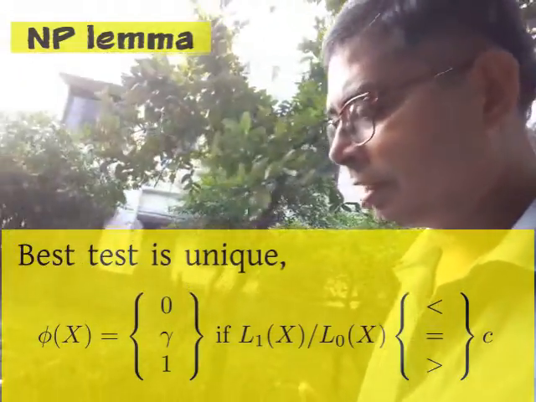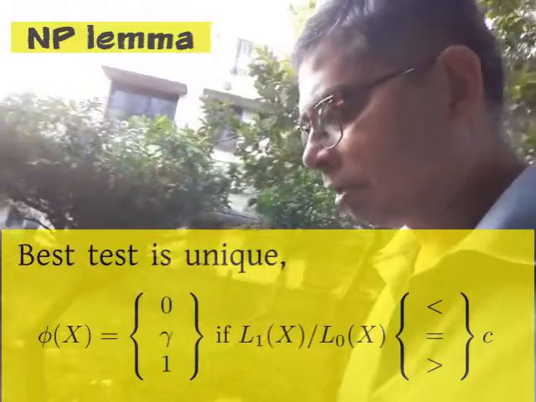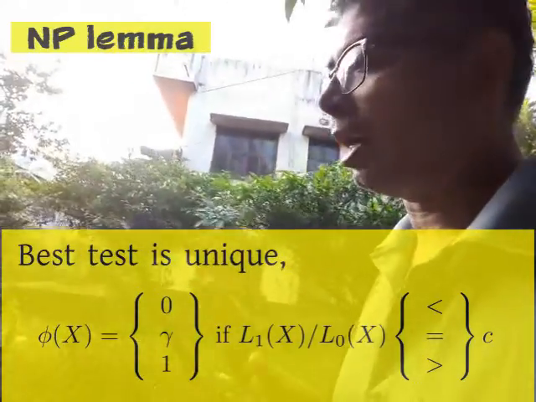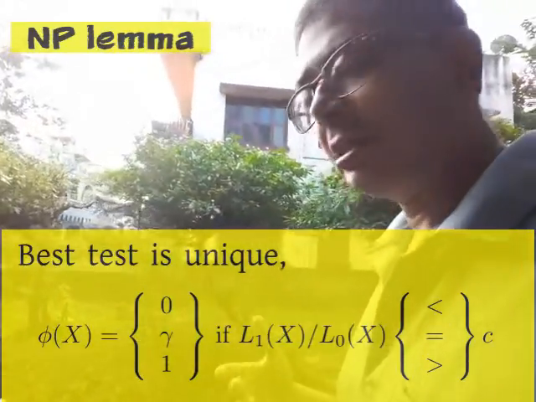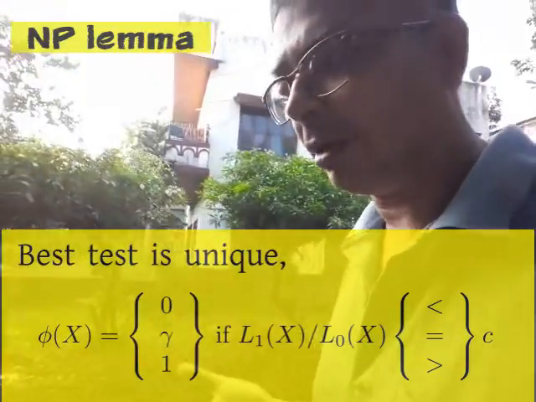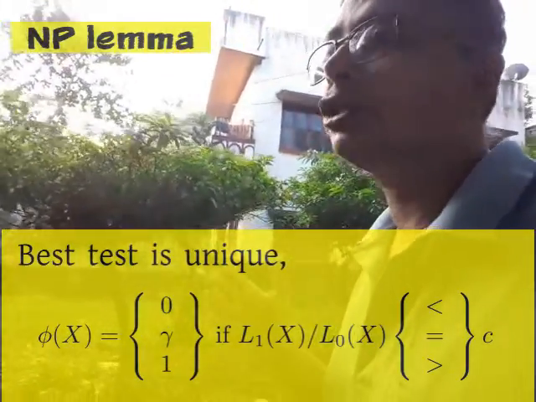L1(x) says the probability or the likelihood of the data under H1. So in our discrete example, this simply means the probability of observing this value of x, whatever you have observed, if H1 is true.